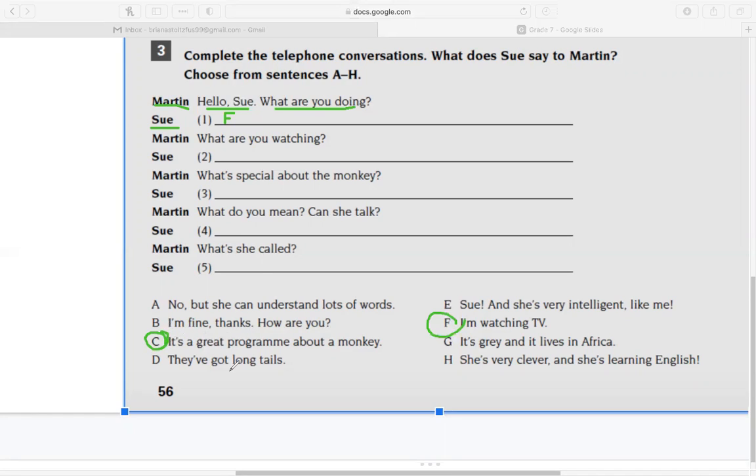It's a great program about a monkey. Martin says, "What's special about the monkey?" What do you think Sue says? She's very clever and she's learning English. Answer H. Try to complete the rest on your own. So the answer is F. The answer here is C. The answer here is H. Try to complete these two answers on your own.